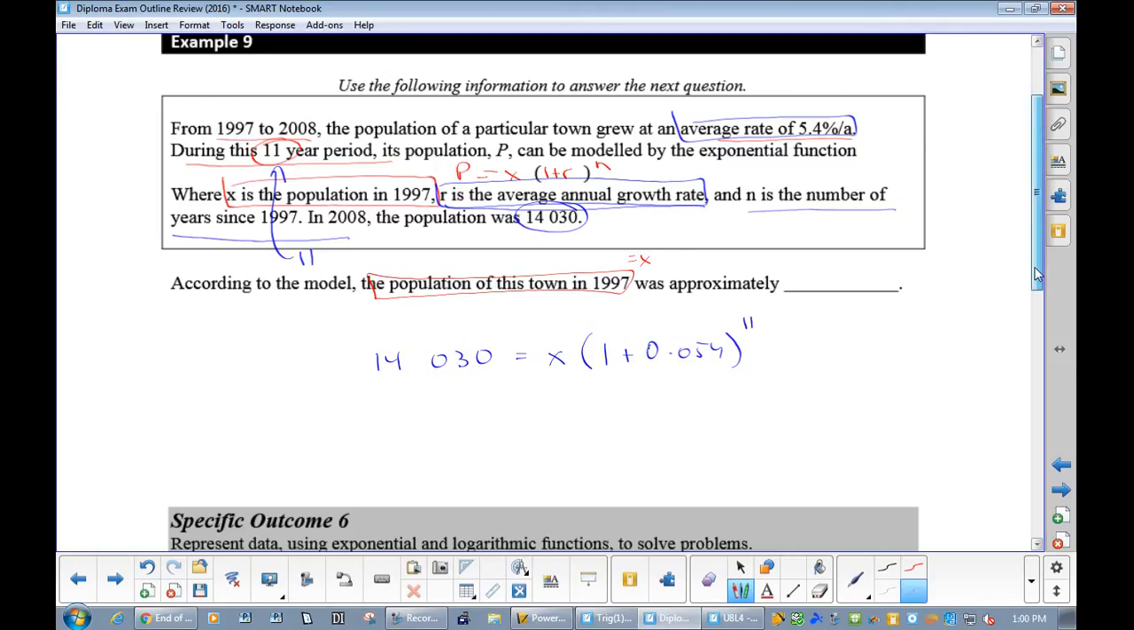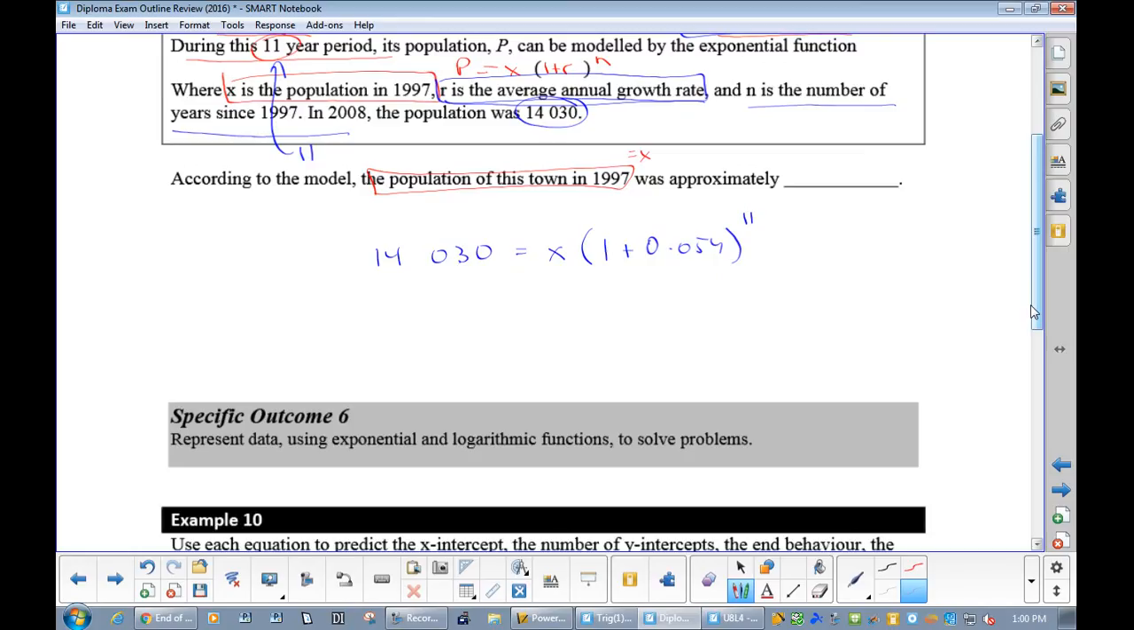Now, how would you solve this when there's always y1, y2? But what's the fast way to solve this without y1, y2? It's actually just one step. You want x by itself, right? So divide by 1.054 to the 11. And you will get 7,867 equals x.